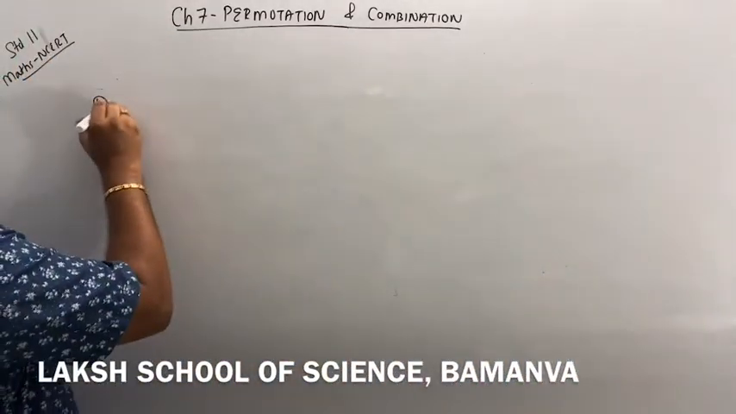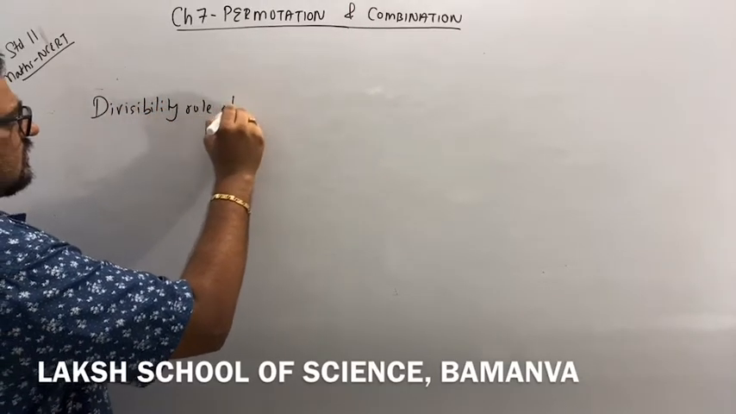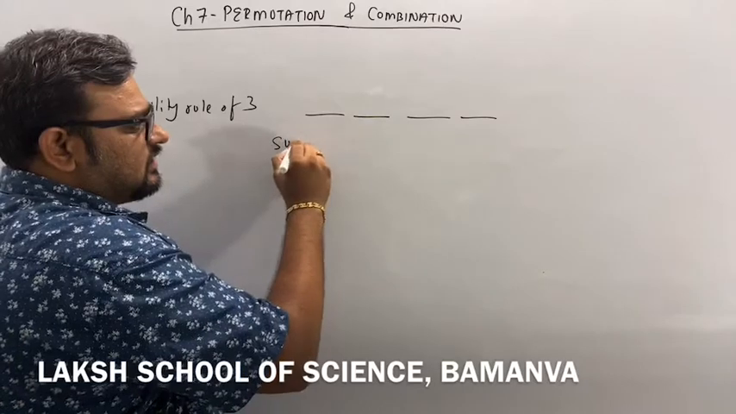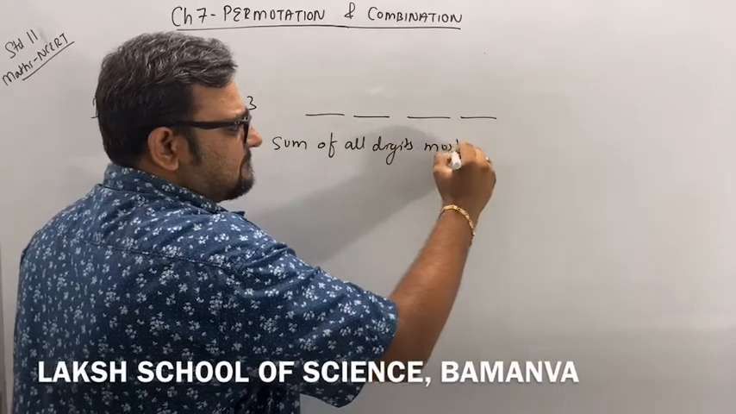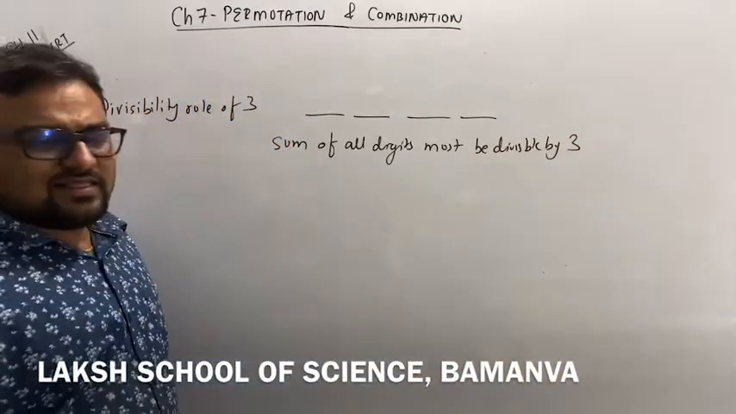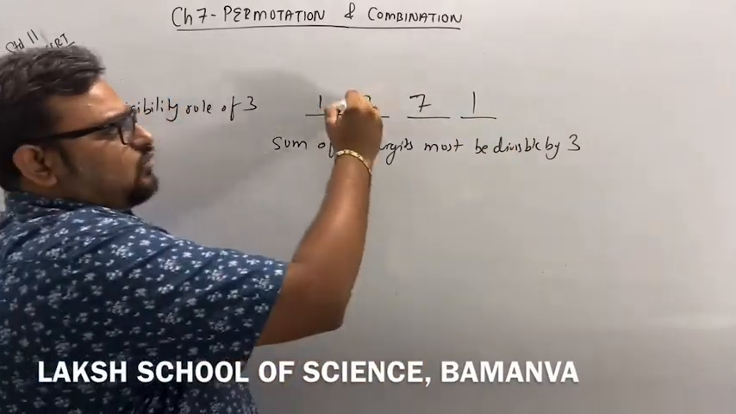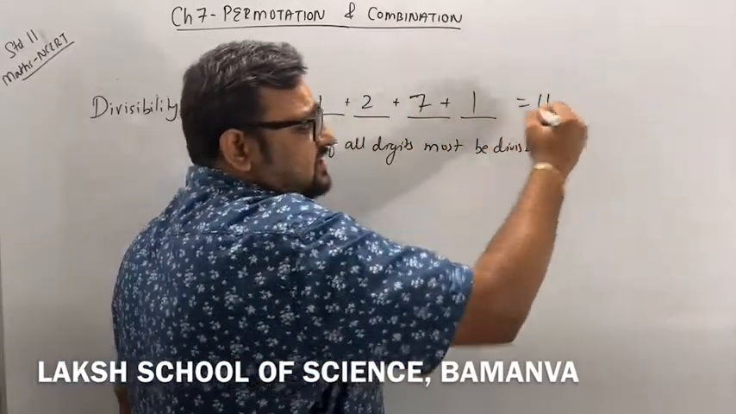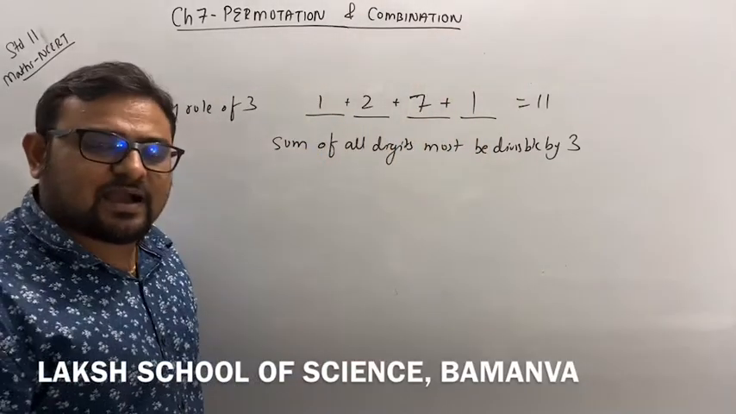So, first, the divisibility rule of 3. If there are 4 digits, then the sum of all digits must be divisible by 3. Let's say, for example, 1, 2, 7, 1. Let's just add it: 1 plus 2 plus 7 plus 1. 7 to 9, 10, 11. Is 11 divisible by 3? No. Means this whole number is not divisible by 3.